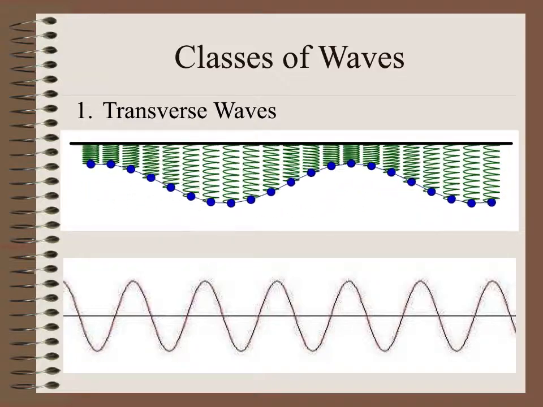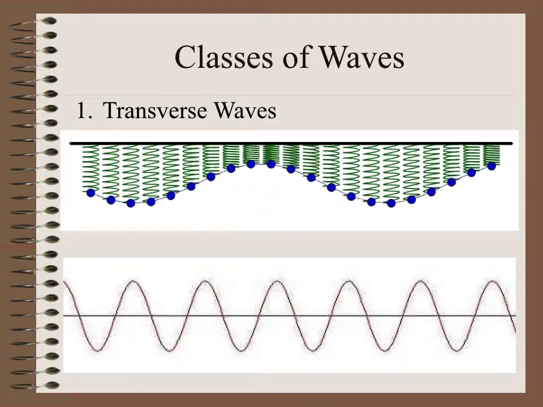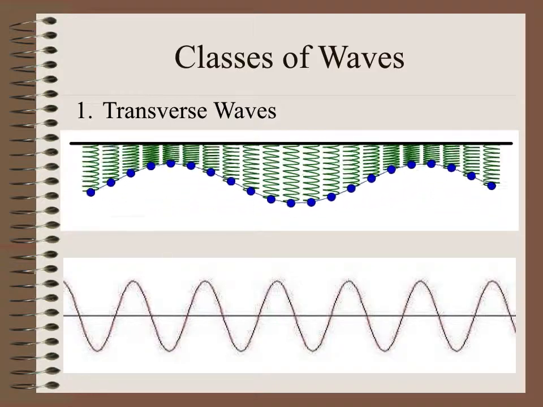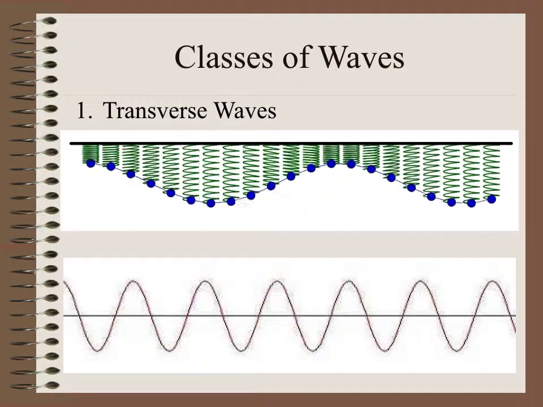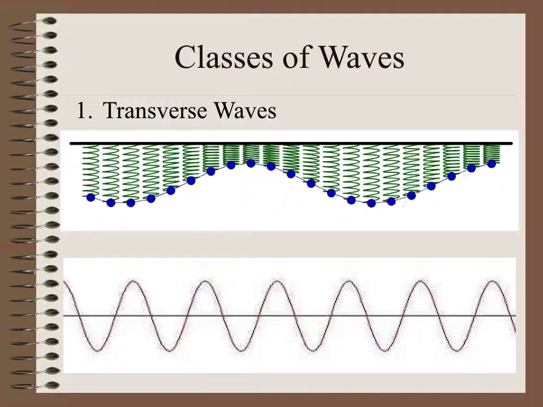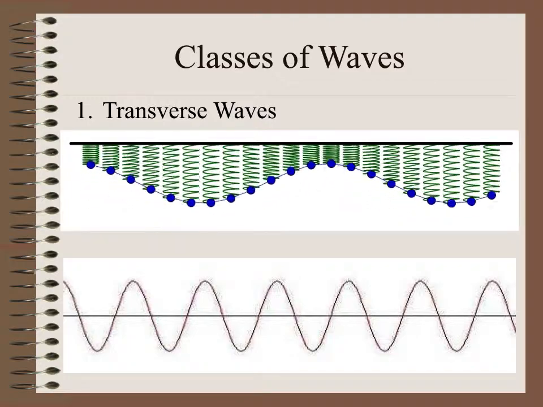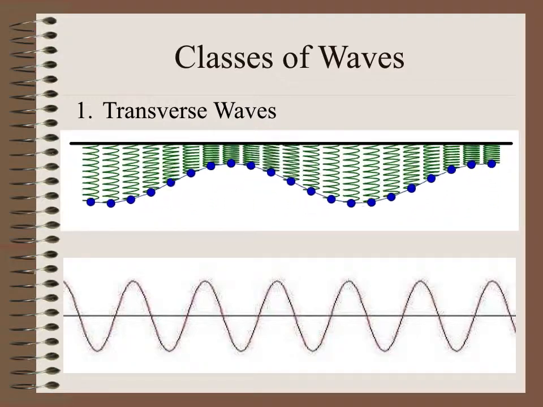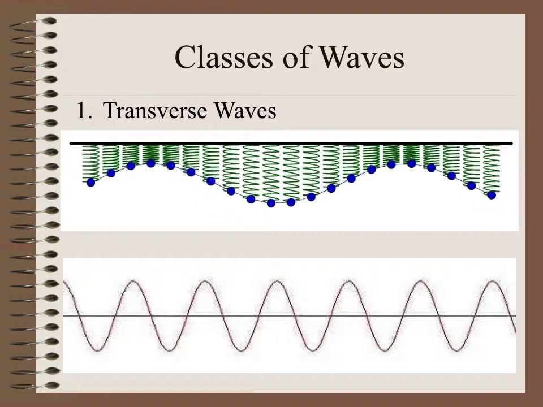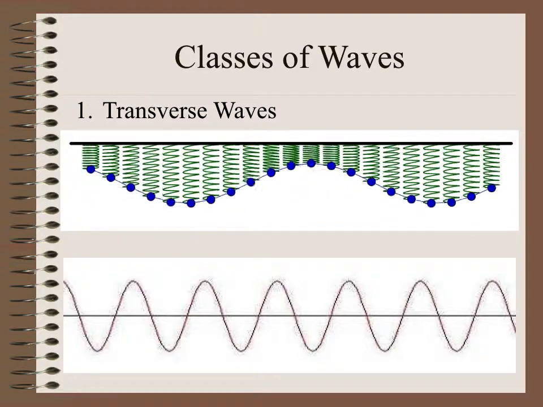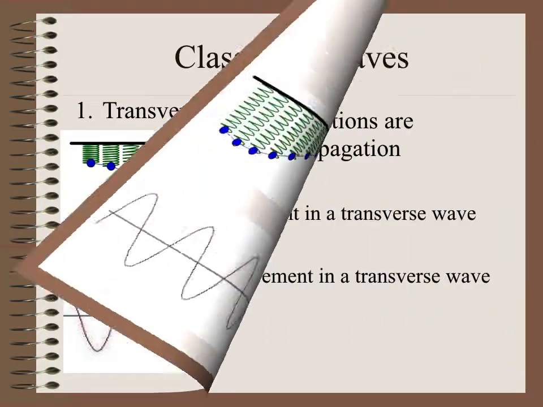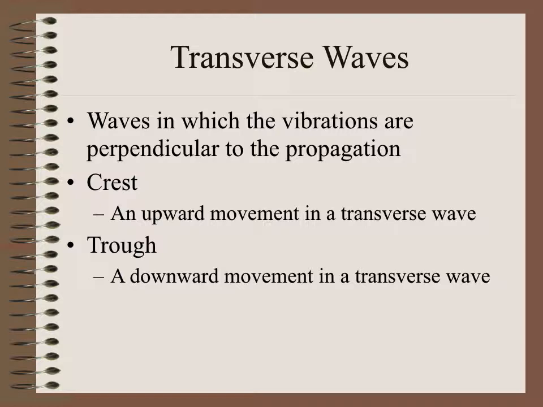If you want to draw a transverse wave, it looks like what we have down at the bottom of the screen. Notice that it has an upward part and a downward part. The upward part is what we refer to as a crest. The downward part is what we refer to as a trough. These are the terms that we just discussed on the previous slide.